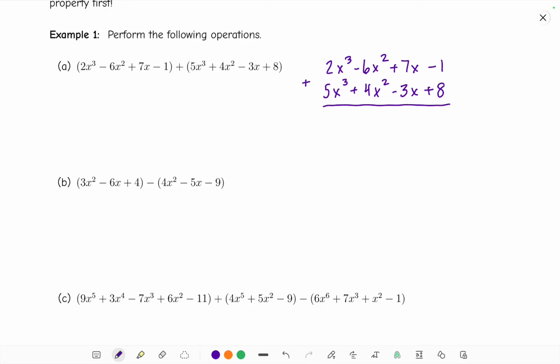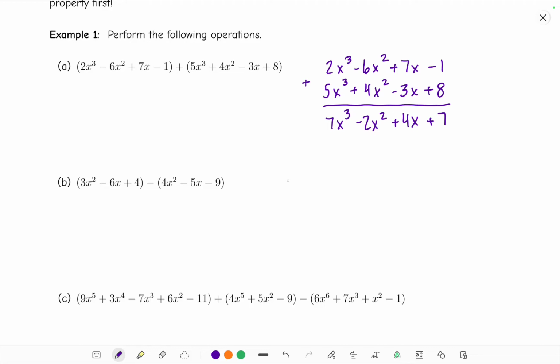So then I just go through and add. -1 plus 8 is positive 7. 7x plus negative 3x is positive 4x. Negative 6x squared plus 4x squared is negative 2x squared. And 2x cubed plus 5x cubed is positive 7x cubed, but since it's in the front, I don't need the plus sign. So there's our answer.